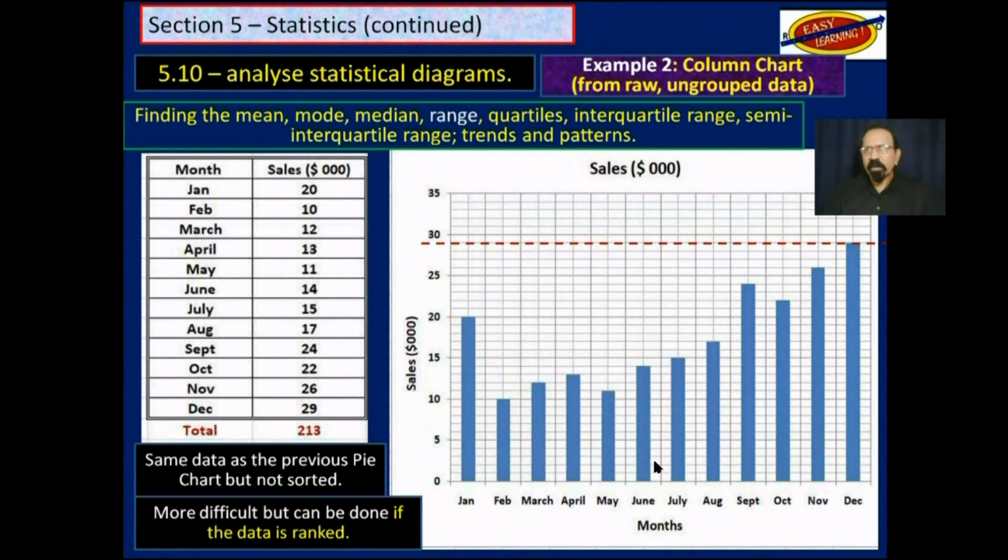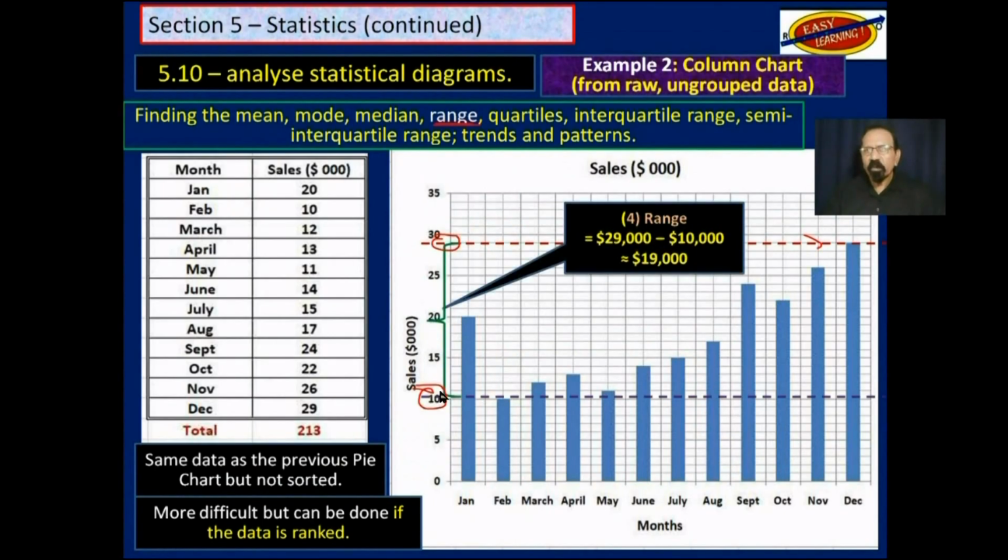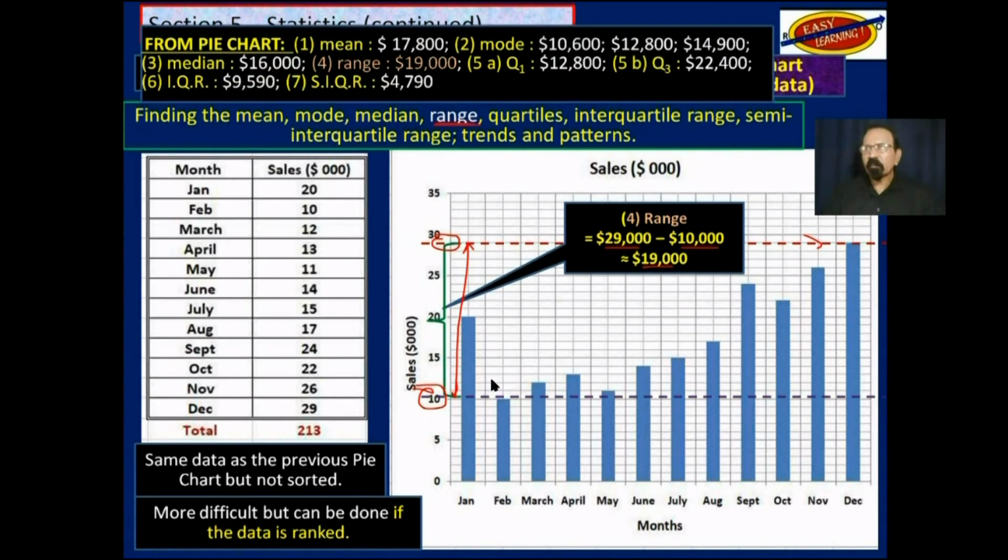So now let's deal with range. This is the highest, and this is the lowest. This green line here shows the range, which is 29,000 minus 10,000, and we get 19,000. So from here to there is 19,000. That's the range. How does that compare with the pie chart? The range? Yes, we got 19,000 with the pie chart as well.